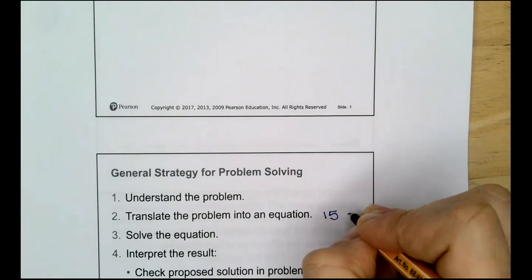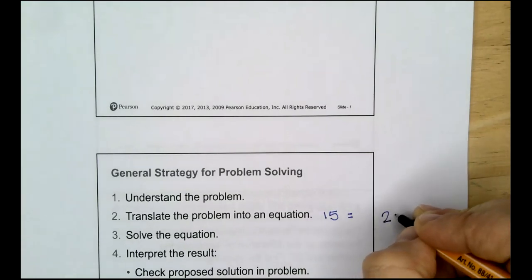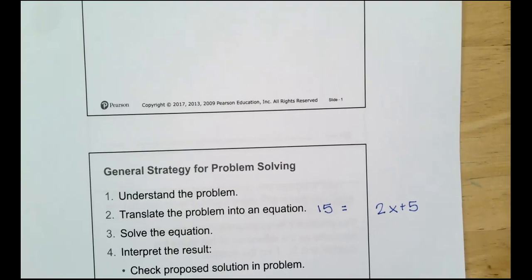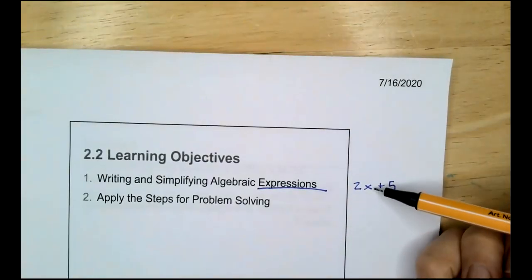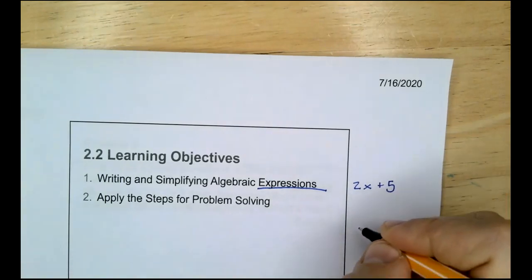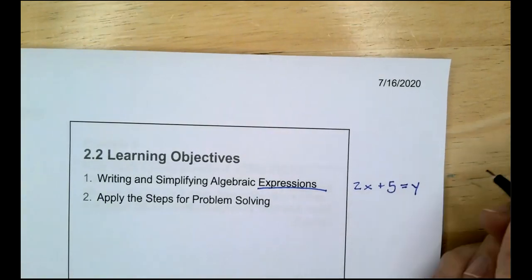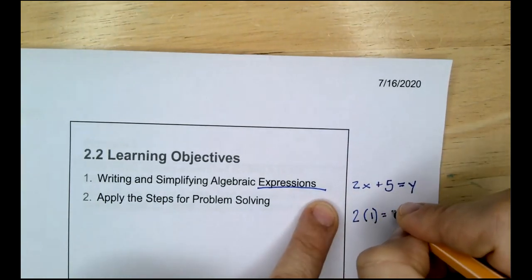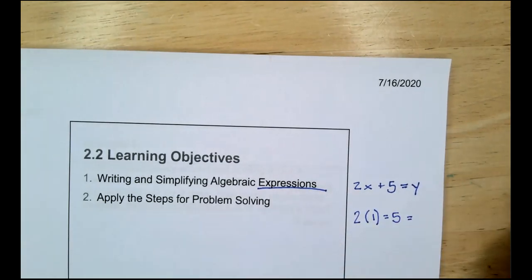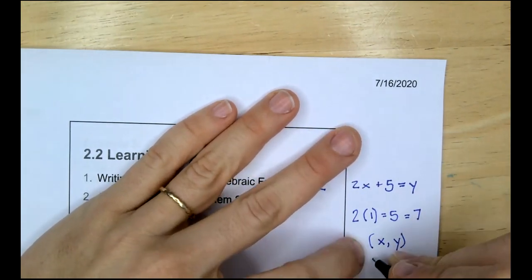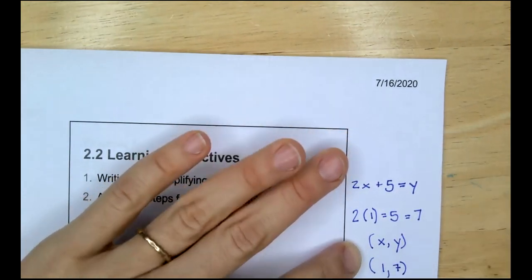So now maybe we have 15 on one side of the equal sign and that same 2x plus 5 on the other side of the equal sign. Now you can figure out what x is, okay? Here we can put in an x and find the answer, right? And that's how we graph things. If we said x is 1, y is 7, so that is the point 1, 7 on a graph.